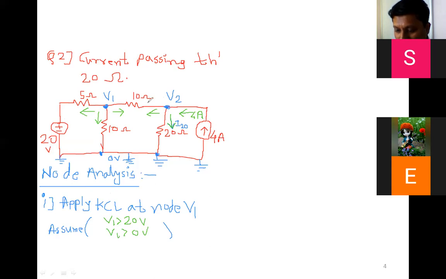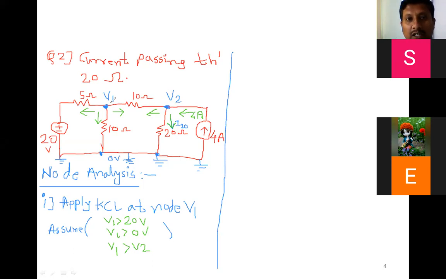And for the third branch, it is very important. You have to assume, if this direction is correct, if you are marking, then V1 is greater than V2. That you have to assume. V1 is greater than V2. So these three assumptions you have to use. Now next, you have to write the equation.